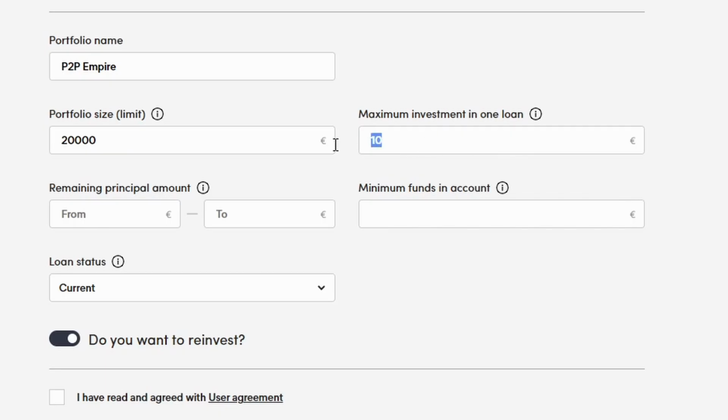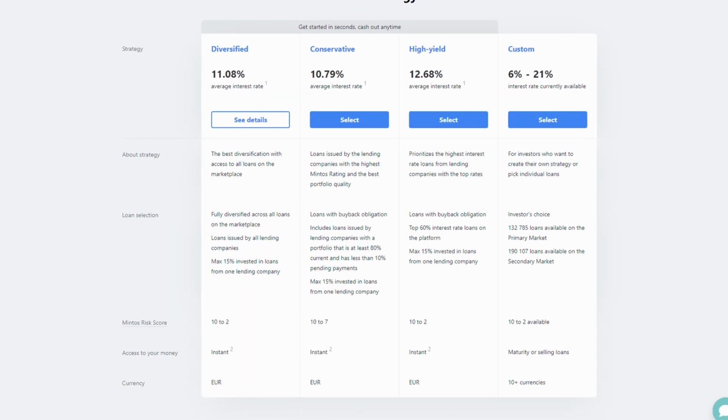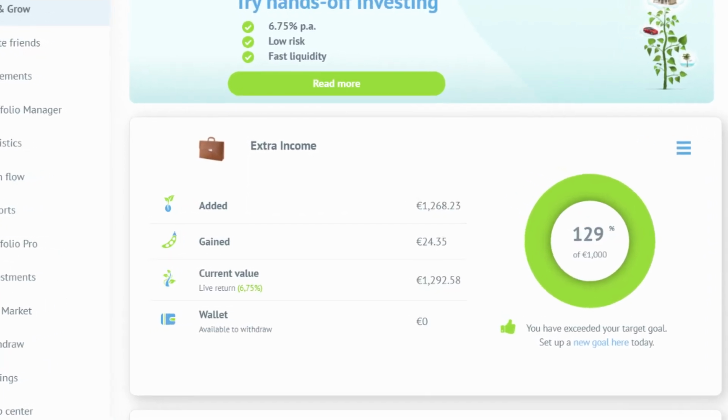A good tip for adjusting your auto-invest settings is to increase the minimum investment amount into a loan. This results in a lower number of loans in your portfolio, but it helps spread your funds faster and avoid cash drag. Another way to avoid cash drag is to use automated strategies. Mintos offers a few strategies and Bondora's Go and Grow can also be seen as a suitable product. Those strategies should help with liquidity and cash drag.